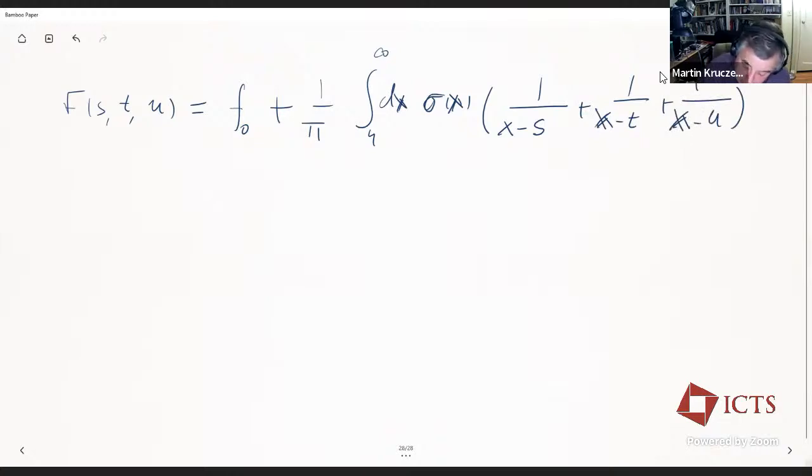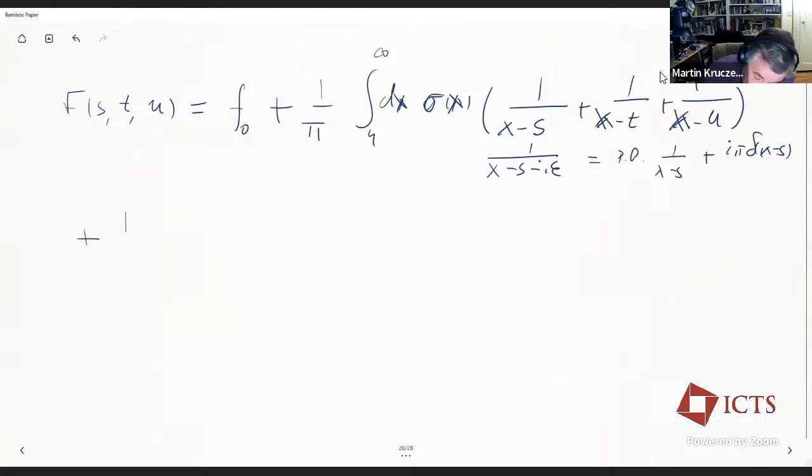And also this is an analytic function of s, t and u, except that it has a cut for s on the real axis for s bigger than 4. If I go above the real axis, so s minus i epsilon, 1 over this, I can do the principal part of 1 over x minus s plus i pi delta of x minus s. So although the sigma is real, this function has an imaginary part on the real axis, and if you go from above to below the real axis, you have a jump, which is precisely sigma of s.